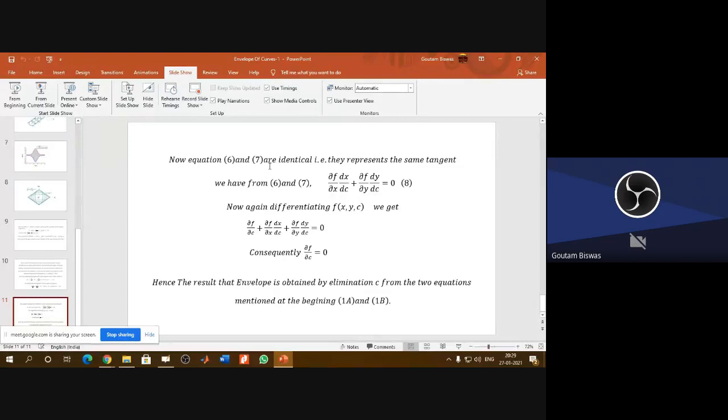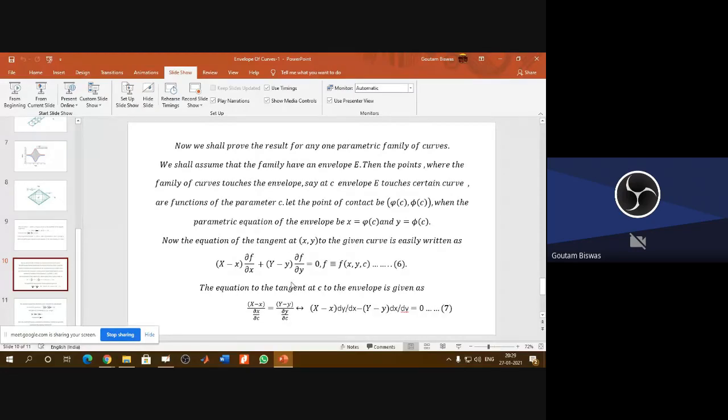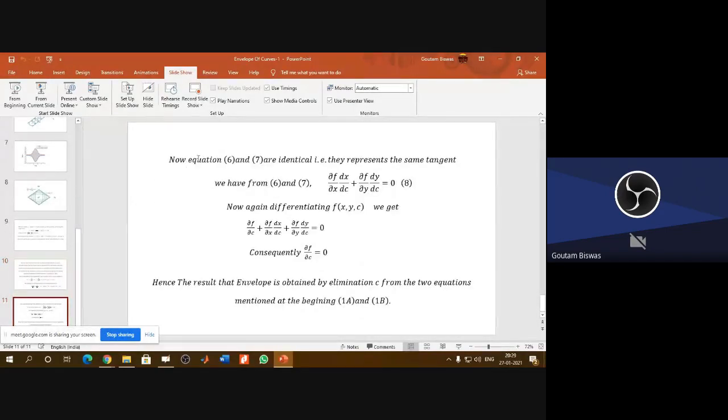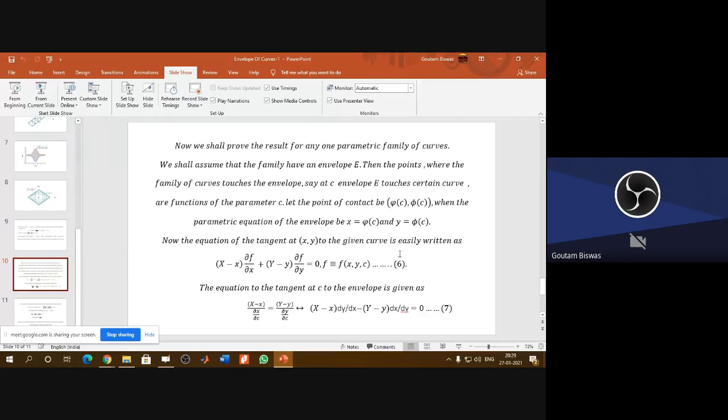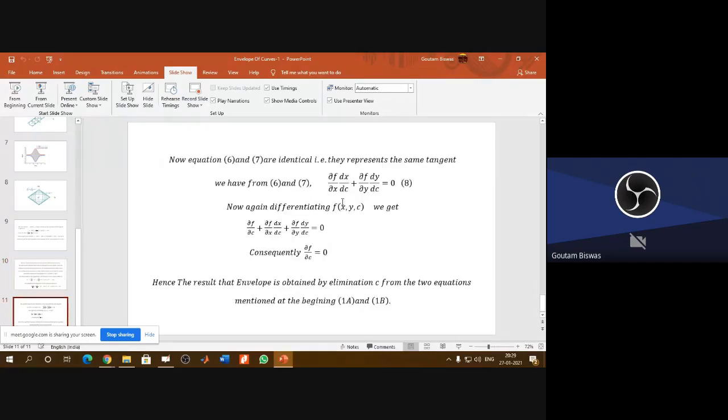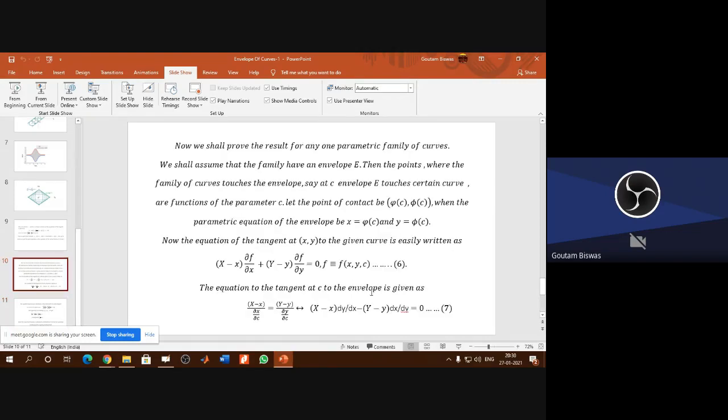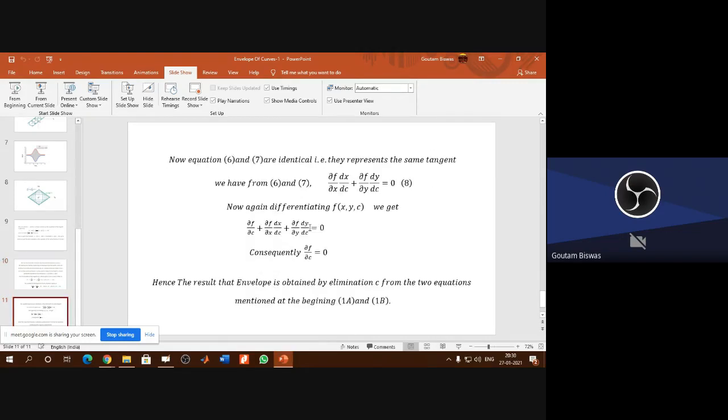If these two equations are the same, they represent the same tangent. Both are the same equation, but look in a different form. Now equations 6 and 7 are identical, that is, they represent the same tangent. So let us see again 6 and 7. What we have written, this one equals 0. This one equals 0.